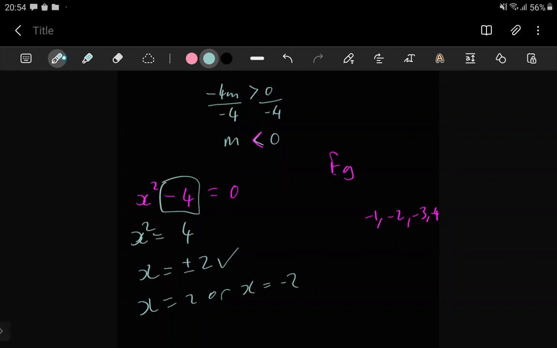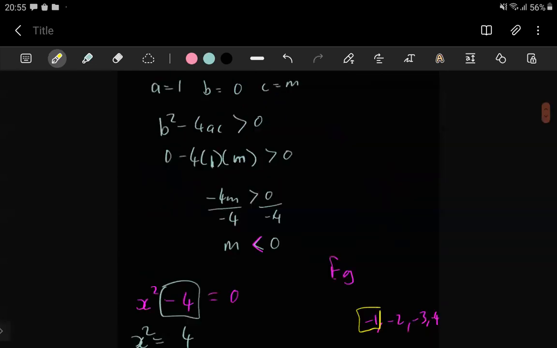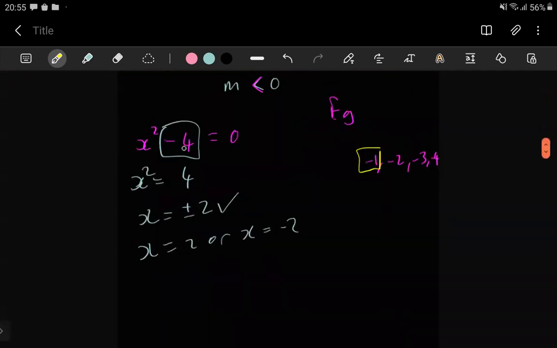So let's test out another value that would give us two answers that are not equal and rational. The only one that works is going to be m = -1, because that's the only one that can represent a perfect square. Because you see here, 4 is already a square number. That's why it can work out. 1 is a square number. That's why this -1 is also going to work out.